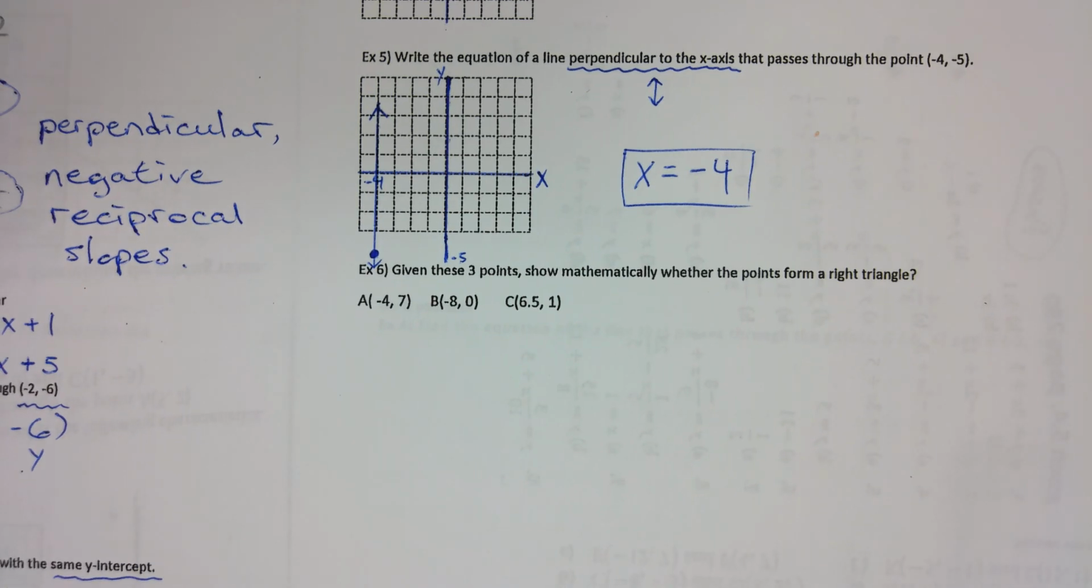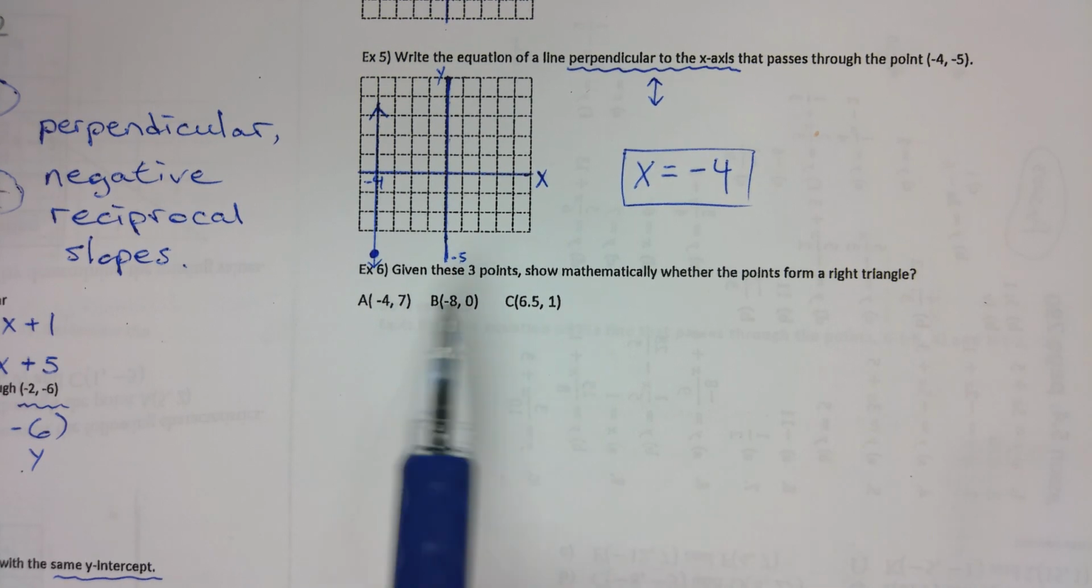And the last question right here. Given these 3 points, show mathematically whether the points form a right triangle. So what's the property of a right triangle? One right angle. Can you have more than one right angle in a triangle? In the 4th dimension, yes. Right. So only one of the corners will make a right angle.